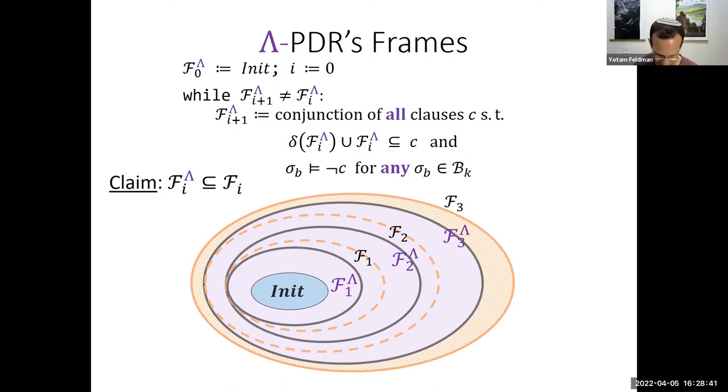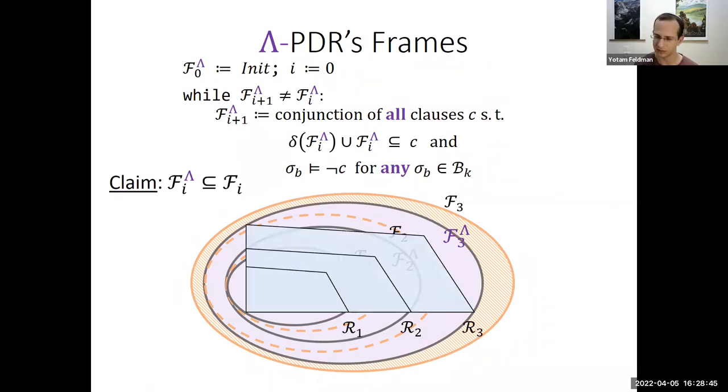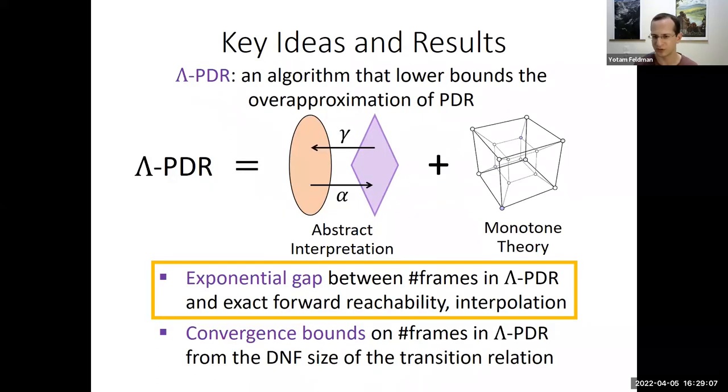The reason this is interesting and important is that once we can show that Lambda PDR performs significant over approximation, in each frame of Lambda PDR there are many states beyond those that are exactly reachable, then this also translates to standard PDR frames because they are only larger. So our goal now is to show that indeed Lambda PDR performs significant over approximation.